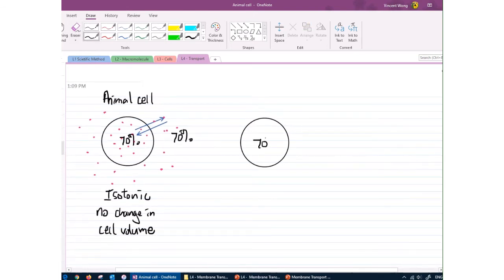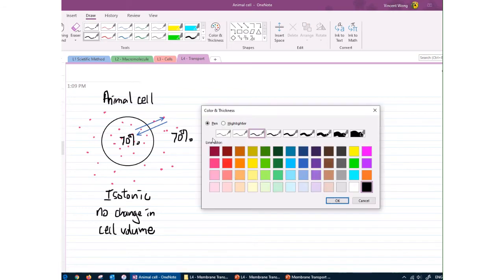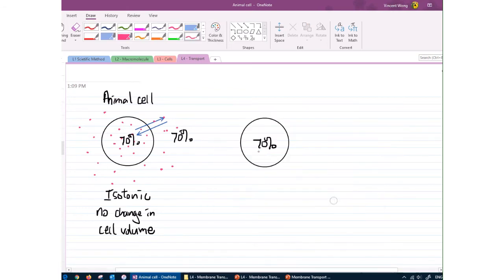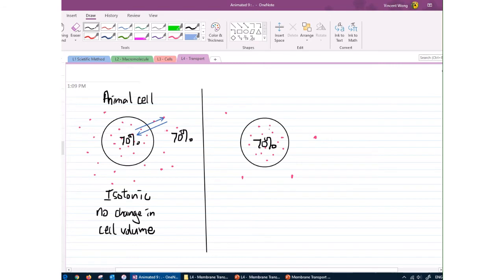Over here we have another animal cell. Let's keep it as 70% here, and I'm going to put some pink dots here for you. So same concentration of pink dots as before, but now we are going to be putting this in an environment where there are not a lot of pink dots on the outside. Let me just separate these two cases with a line so we don't get confused. So now we have more pink dots on the inside than we do outside.